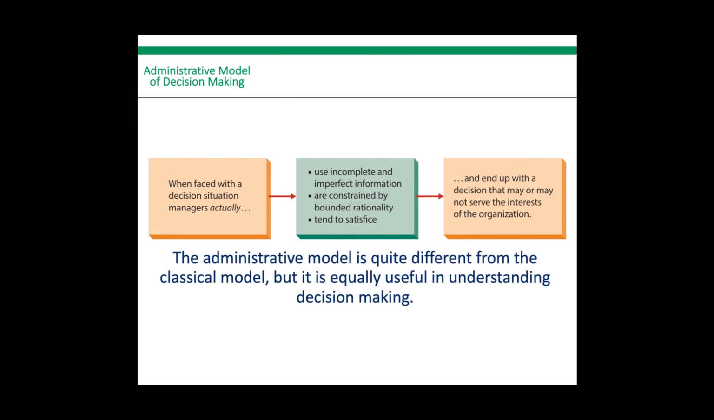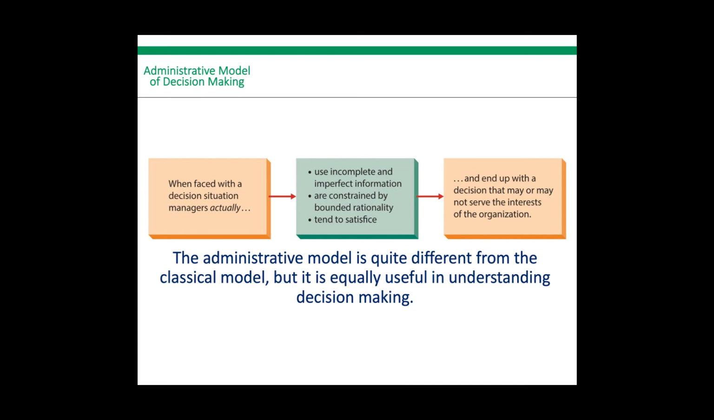So you can see here, as we contrast this with the classic model from the previous lecture, the administrative model suggests when faced with a decision situation, managers actually use incomplete and imperfect information. They're constrained by bounded rationality. They tend to satisfice, and they end up with a decision that may or may not serve the interests of the organization.